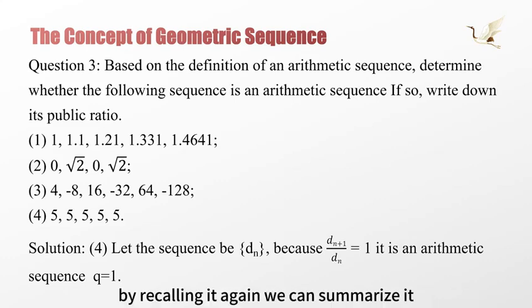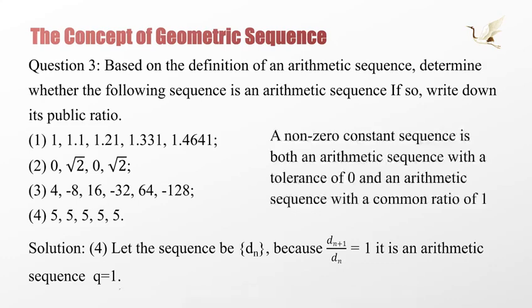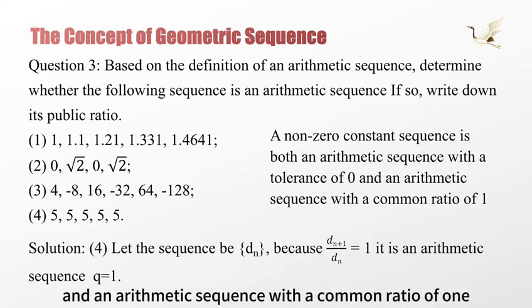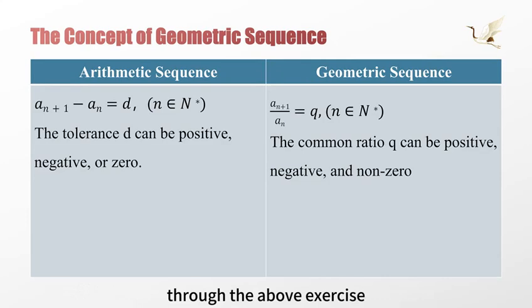By recalling it again, we can summarize it. A non-zero constant sequence is both an arithmetic sequence with a common difference of 0 and a geometric sequence with a common ratio of 1. Through the above exercise, we can summarize that the common ratio q can be positive or negative, but not 0.